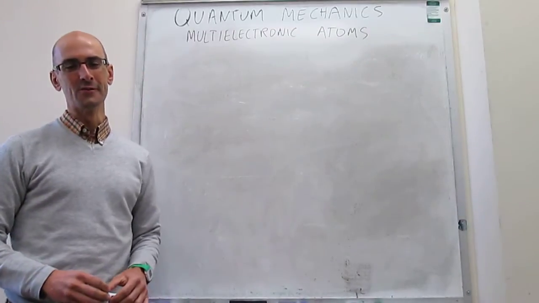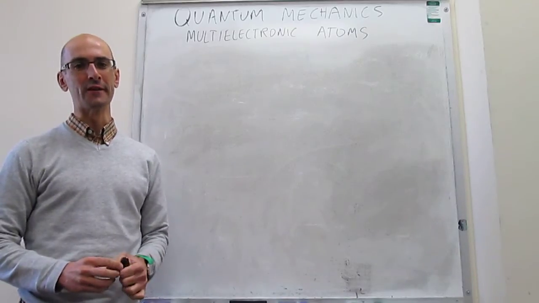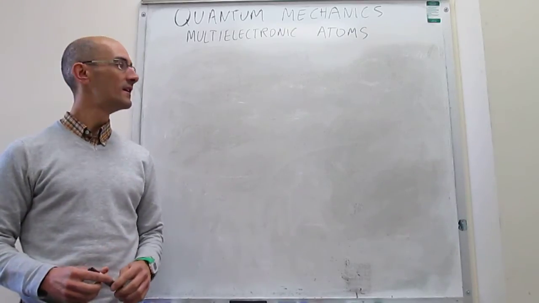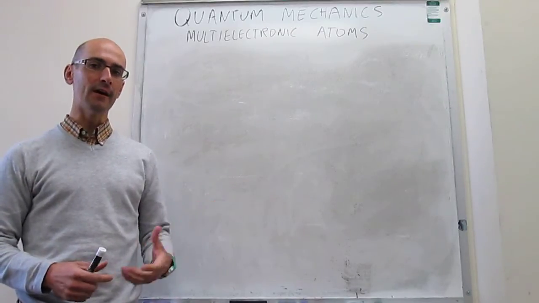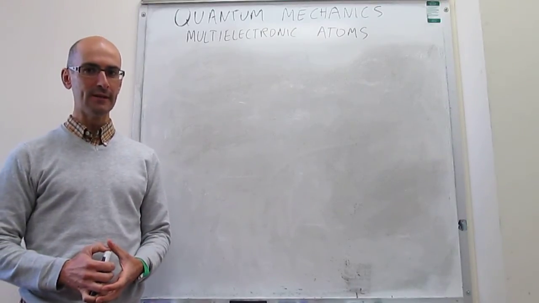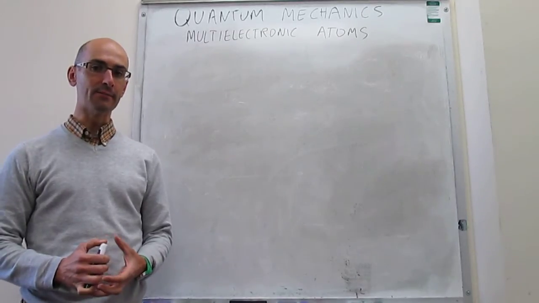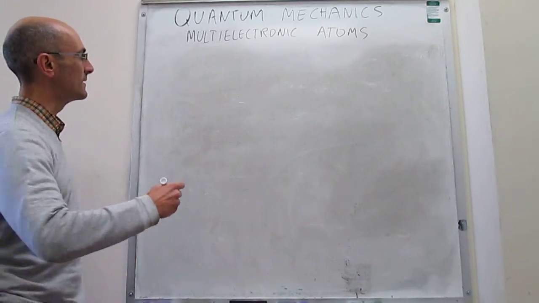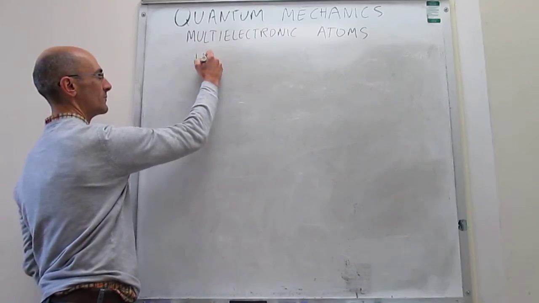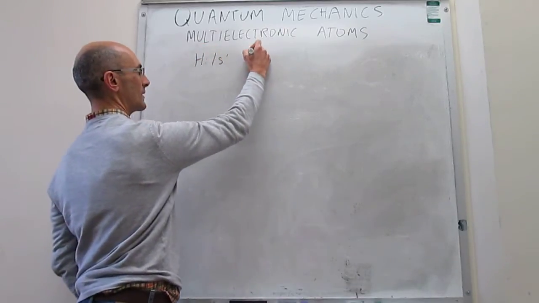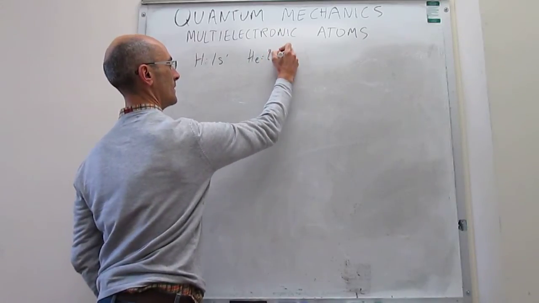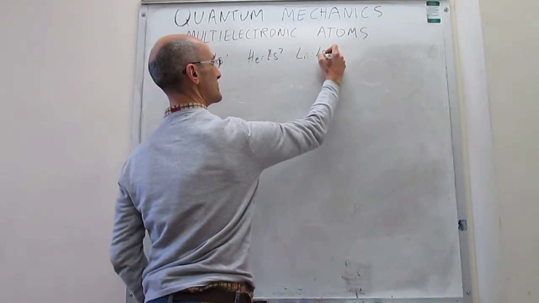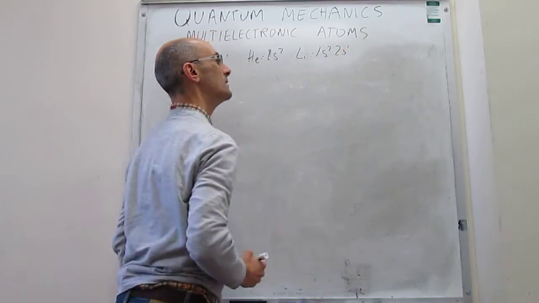In the last couple of videos, we have been talking about the electronic configuration of multi-electronic atoms. We have introduced a variety of concepts, including the electronic spin, the Pauli exclusion principle, and the concepts of shielding and penetration, to determine that for the first few atoms in the periodic table, the electronic configurations are like this. For lithium, it's going to be 1s2, 2s1, and so forth, right?